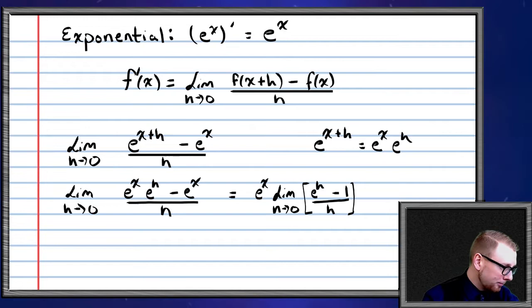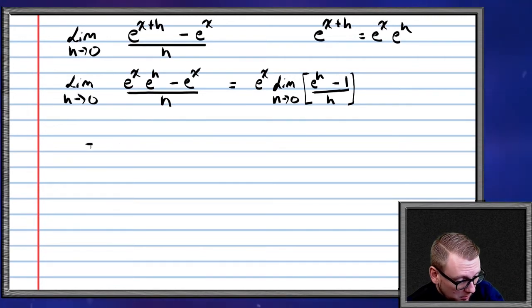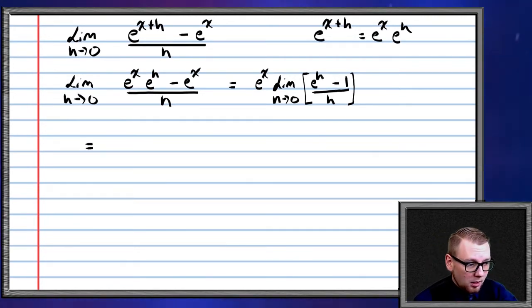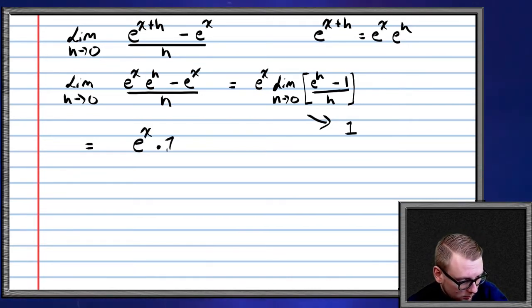Not bad. Now, you can actually just do this limit. As h approaches 0, this limit actually goes to 1. So, we're left with e to the x times 1, or just e to the x.